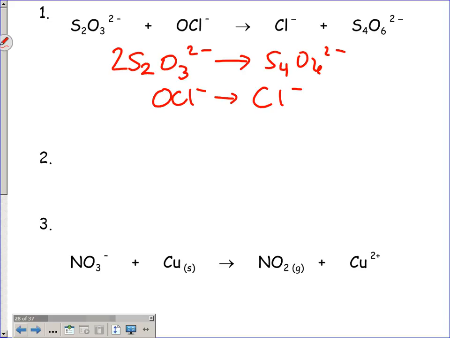So do I need to add waters? No. What's my next step? Do I need to add H pluses? No. So now let's look at charges. What's the net charge on this side? You're right. So the net over here is 4 minus, because 2 times negative 2 is negative 4. And then this side, 2 minus. Where do I add electrons to make them equal? To the products. How many do I add? 2. Adding 2 electrons. Okay. First one's done. Mass and charge.